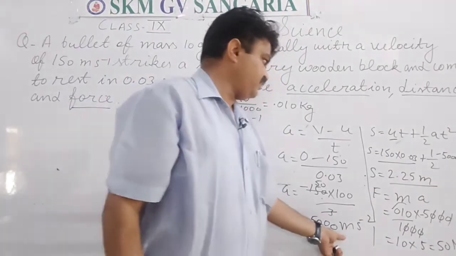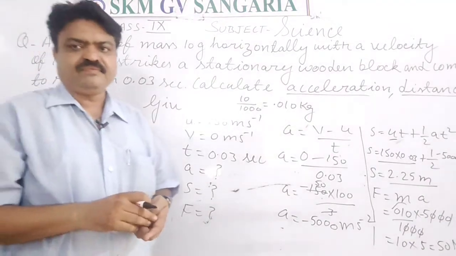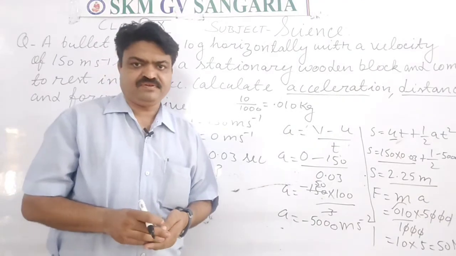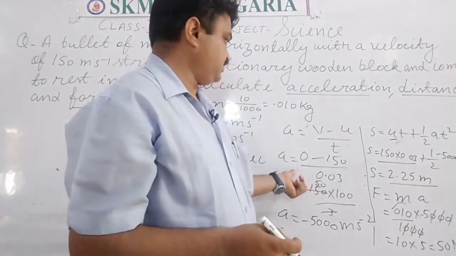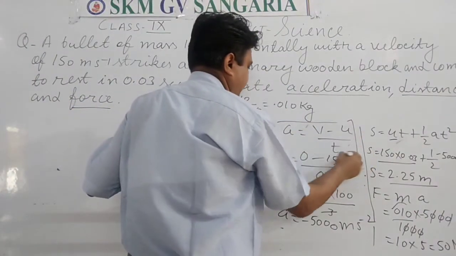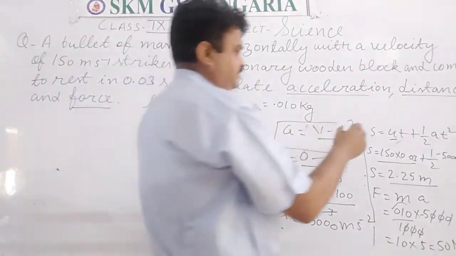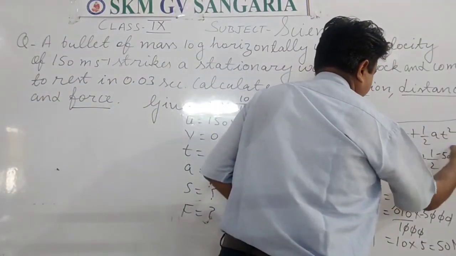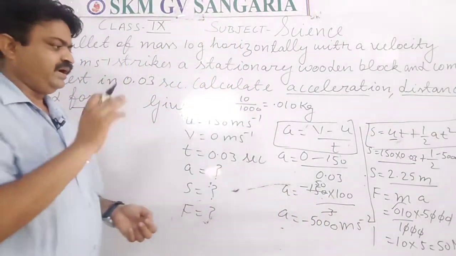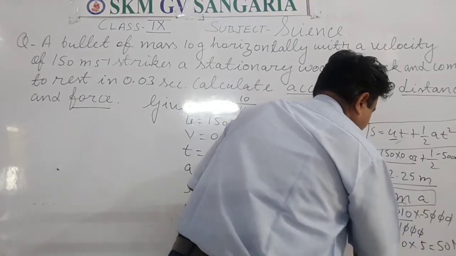So these are the three quantities that we have got by using different physics formulas. In the first, we use this formula for getting the acceleration: a is equal to v minus u upon t. In the second, we use this equation of motion: s is equal to ut plus half at square. And for getting the third answer, we use this formula, F is equal to ma.